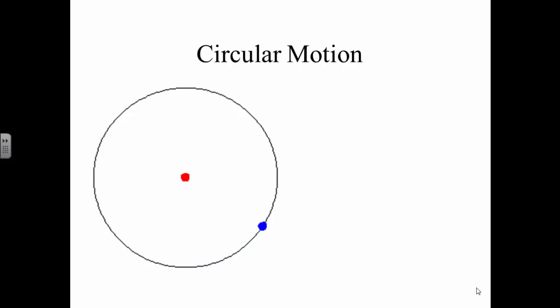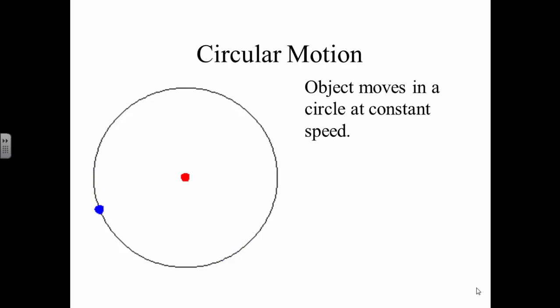Two, it's motion. The interesting thing about the motion is that it is fairly constant in terms of the speed. This blue ball is going around the red ball. The object is moving in a circle at a constant speed. However, it is accelerating. How is it accelerating if the speed is constant?